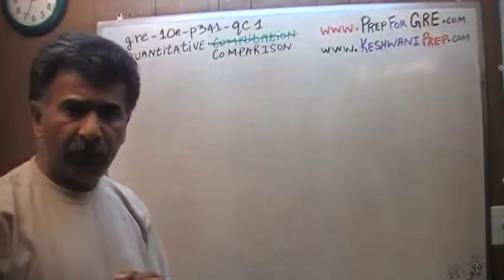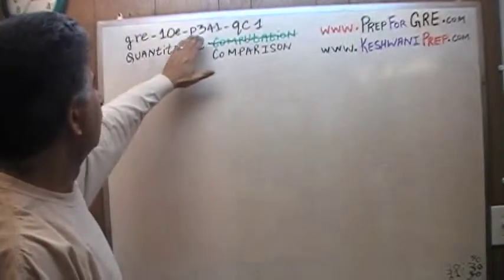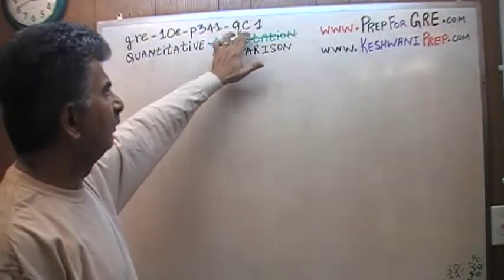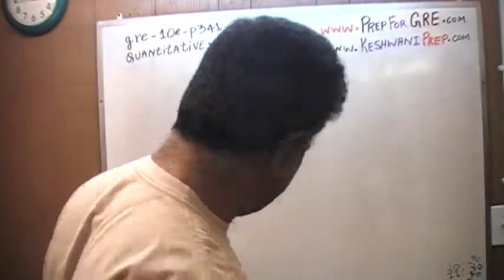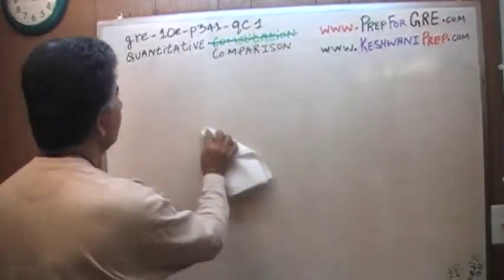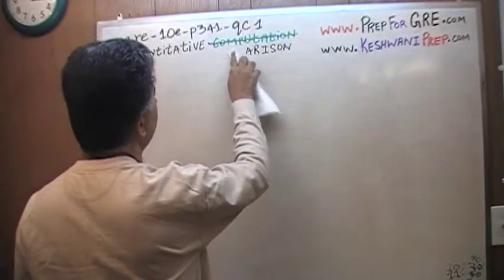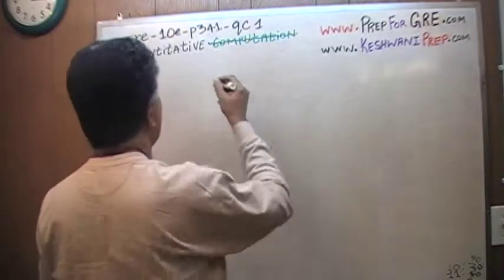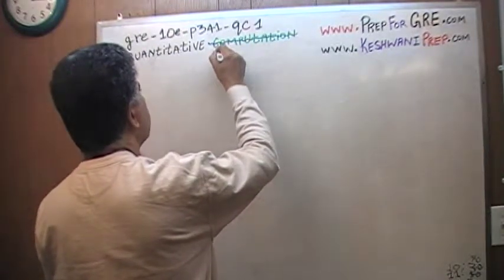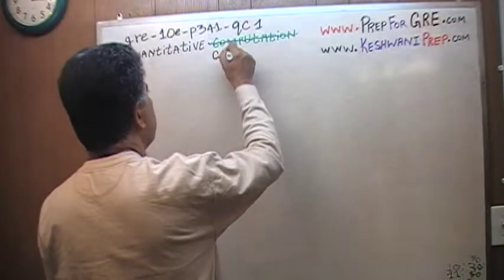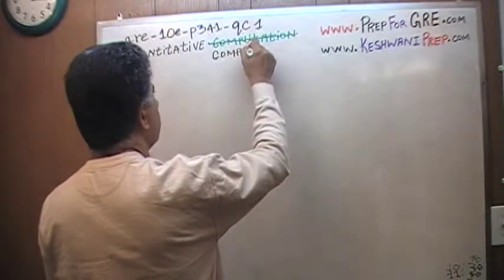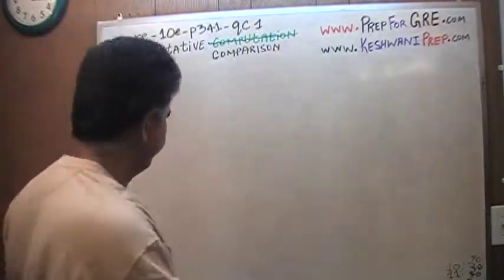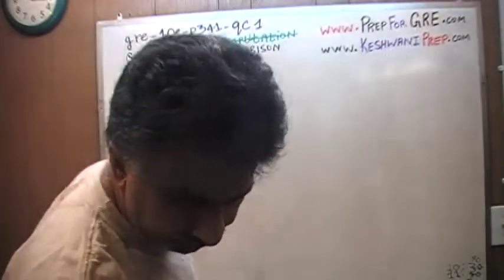You're going to need it in order to prepare for the exam. The problem that I'm about to solve is the one that you're going to find on page number 341 in the 10th edition, page 341. Quantitative comparison question has the QC number 1. Let's take a look at it. These questions are called quantitative comparison.